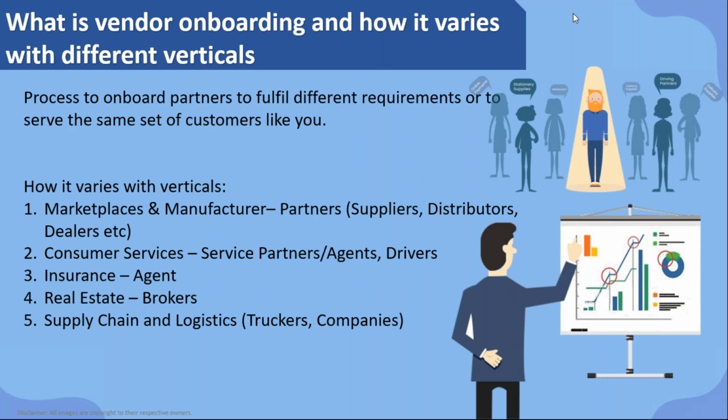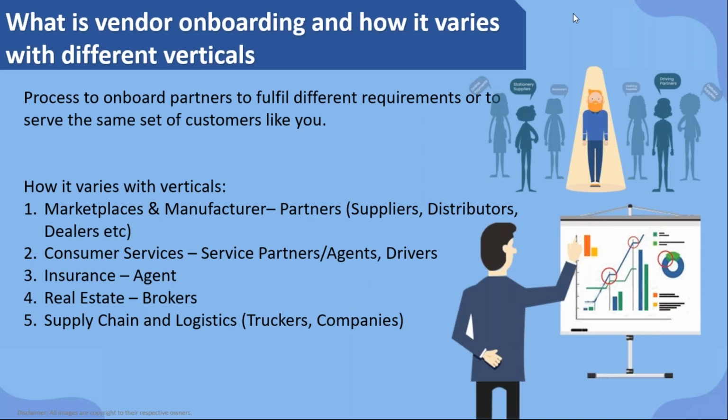Let's say in consumer services, how it differs. In consumer services, if you talk about food services like Food Panda, then what they will do is onboard the restaurant on one end and agents who deliver that product on the second end, right? So that's the onboarding for them. And if you go for a ride aggregator like Ola, Uber, they have an onboarding process where they onboard drivers so that the driver can help your end customer commute from one place to a different place, right? So that's the onboarding cycle for them.